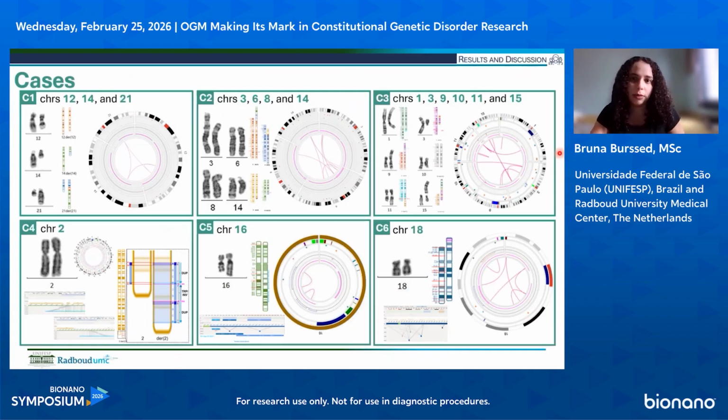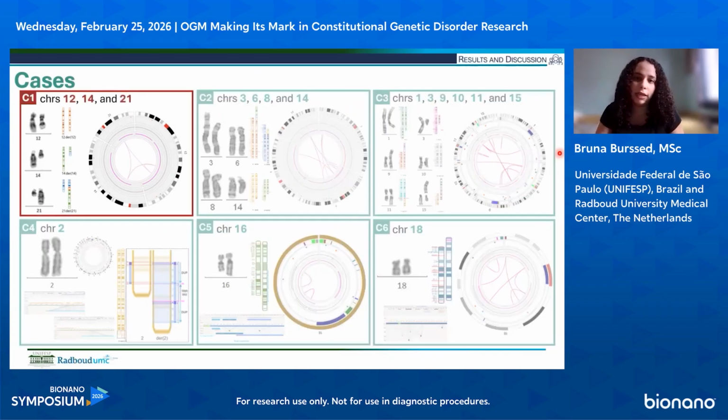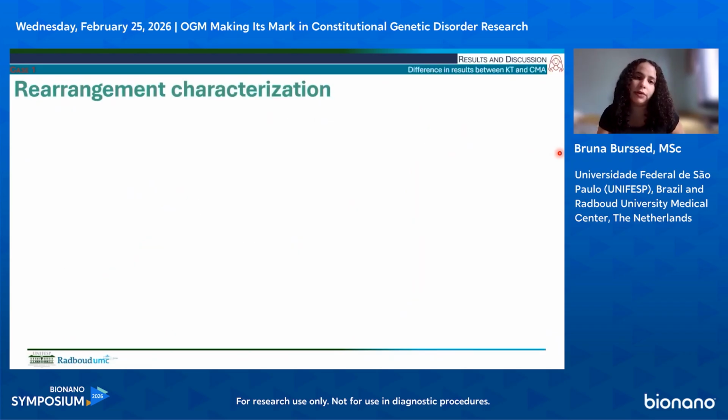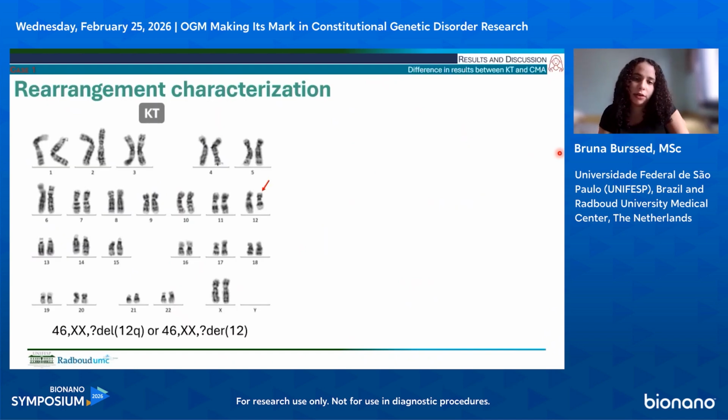Since there is no time to speak about all of them, I would like to highlight case 1, which is a 6-year-old female that presents many different phenotypes, including neuropsychomotor developmental delay, microcephaly, hypotonia, and different facial features. She had her rearrangement first characterized through karyotyping, and this is her result. We saw a possible alteration here on chromosome 12, which could be a deletion or a derivative of a translocation.